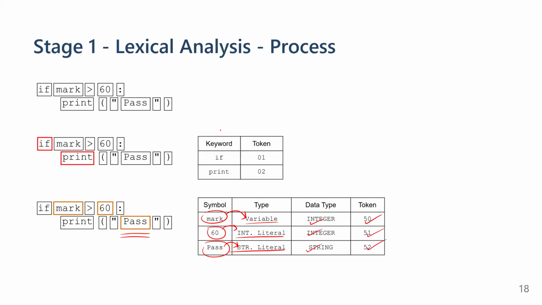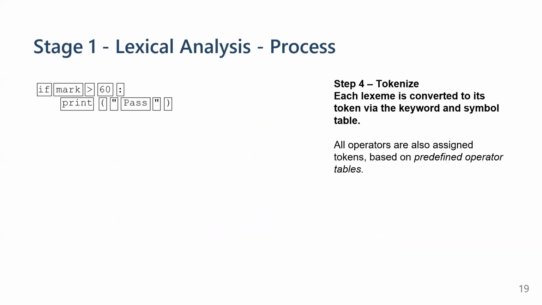So keep in mind, at the end of the lexical analysis process, you've produced a keyword table as well as a symbol table, where symbols are variables and constants that you've defined or identifiers, whereas keywords are Python specific or programming language specific terms, all of which get a token in a beautiful table. Step 4 is to tokenize, where each lexeme is converted to its respective token via the keyword and symbol table.